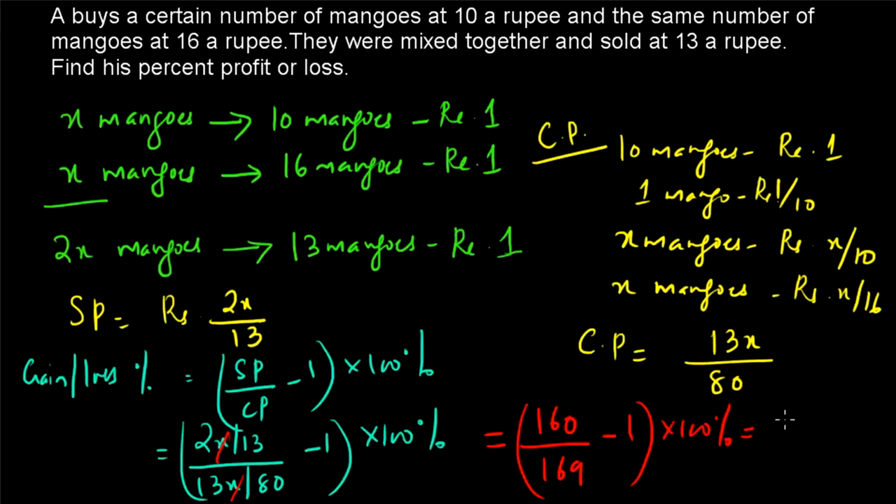So the final answer will be minus 9 by 169 into 100 percentage. So we'll get minus 9, since 160 minus 169 is equal to minus 9. So the final answer is minus 900 divided by 169 percentage, which corresponds to 900 divided by 169 percentage loss.